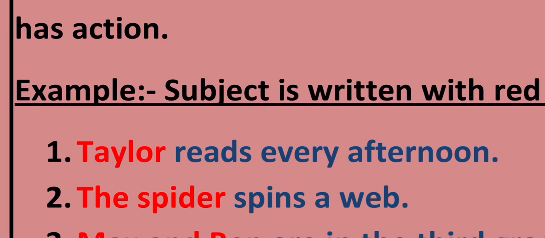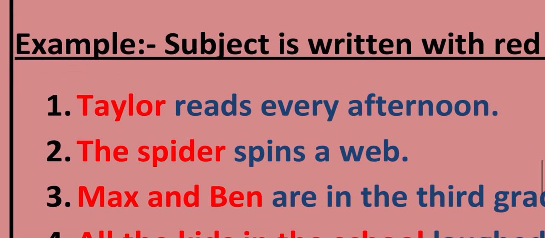Now students, see, the predicate is having a verb here. Reads is an action. Reading is an action. So it always has an action. Second, the spider spins a web. Again, ask yourself, who spins a web? The spider. So the spider will be the subject and spins a web will be the predicate. Again, it is having an action, spin, in the predicate.